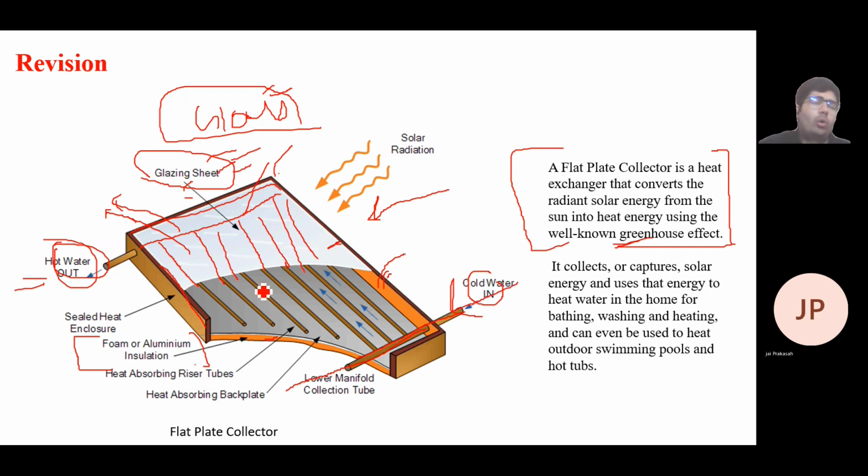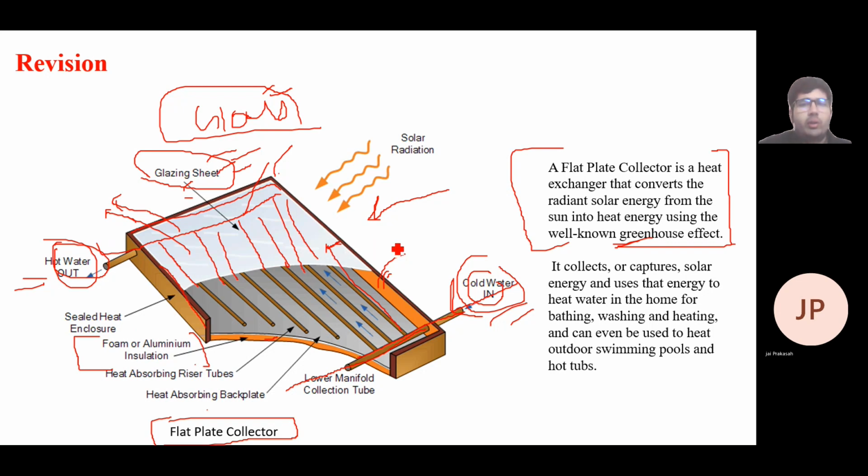And you can see we get the hot water from this side if we supply the cold water through this side, because we know when the water is heated, the density of water will be lower. So the hot water will rise up and cold water will remain down. In this way, from the top point you can get the hot water, and from the bottom point you have to supply the cold water. So this is the basic working of a flat plate collector, a very simple working.